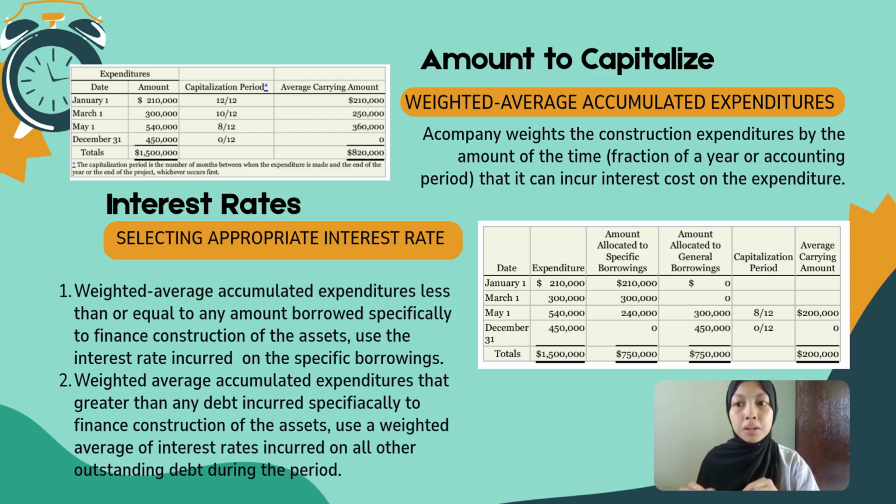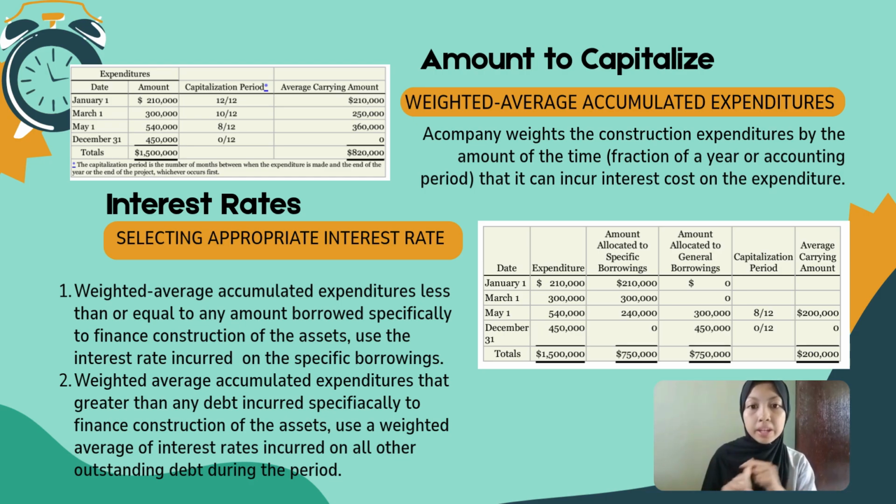In this example, in March, we pay 300,000, and then the capitalization period is 10 per 12, so the weighted amount will be 250,000. So it's being multiplied. And also the interest rate, which is the appropriate interest rate.